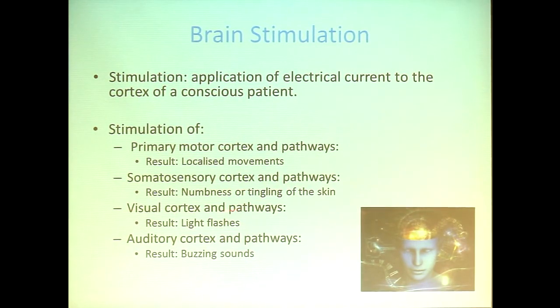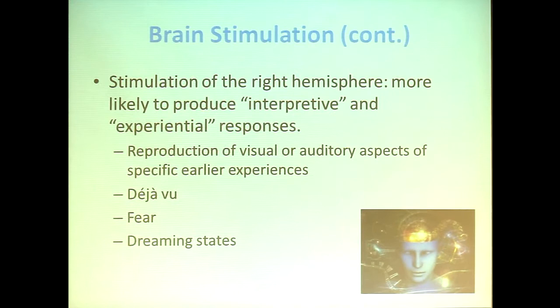If it's of the visual cortex and pathways, then the result is that the person sees, well, this particular person that they're reporting on saw flashes of light. And in the auditory cortex, this person heard buzzing sounds. But depending on where that person's brain is being stimulated, he might hear music, it could be any sort of sound. And this tells us about the differences between the different areas of the brain.